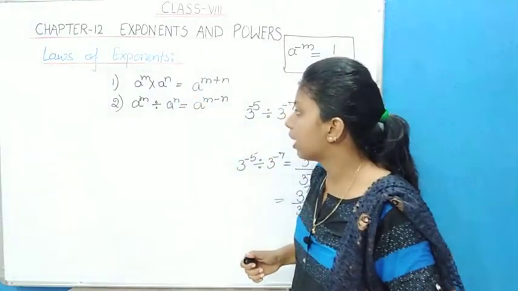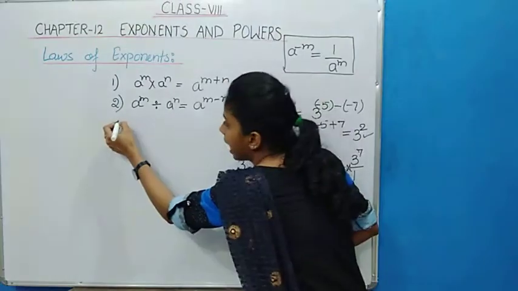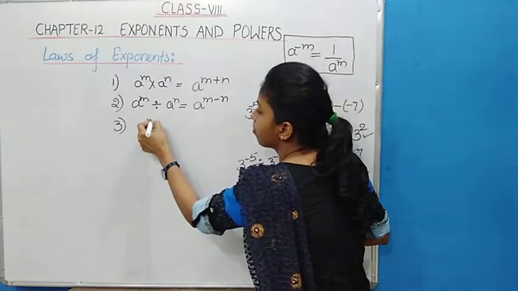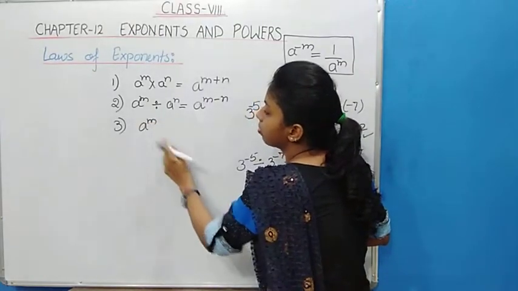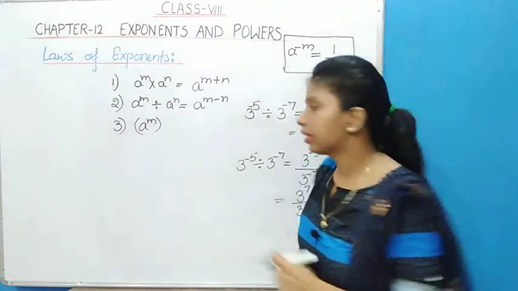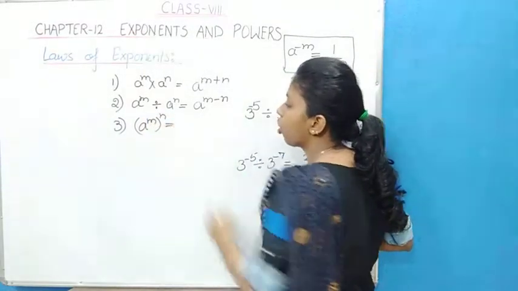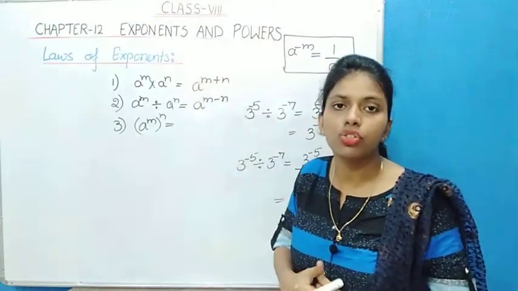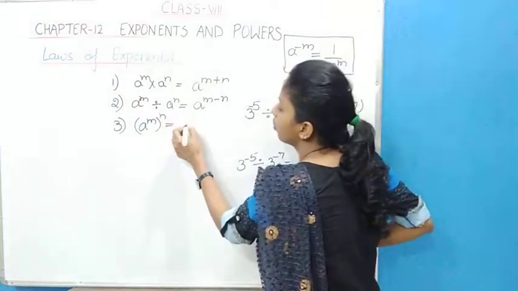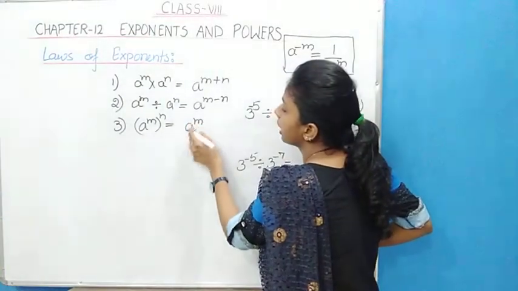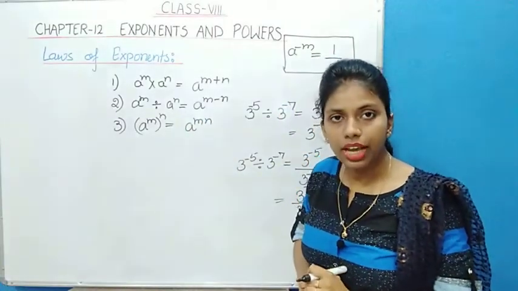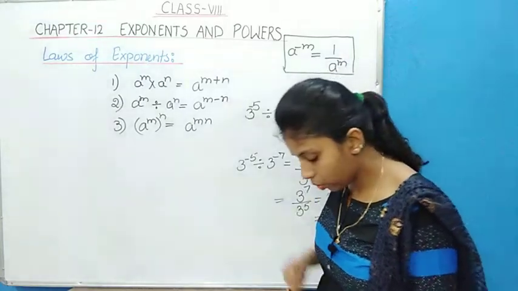Now the third law of exponents is that if we have a base A with exponent m, and again we have a second power over it, so if we have power over power, these exponents are going to be multiplied with each other. So what we get is A raised to power m into n.